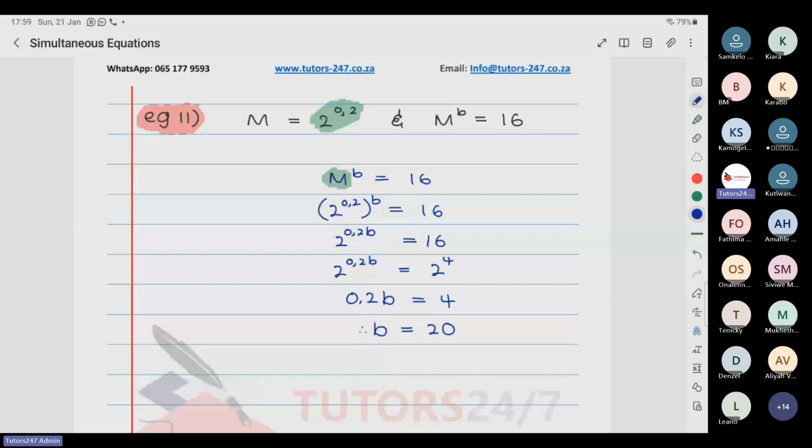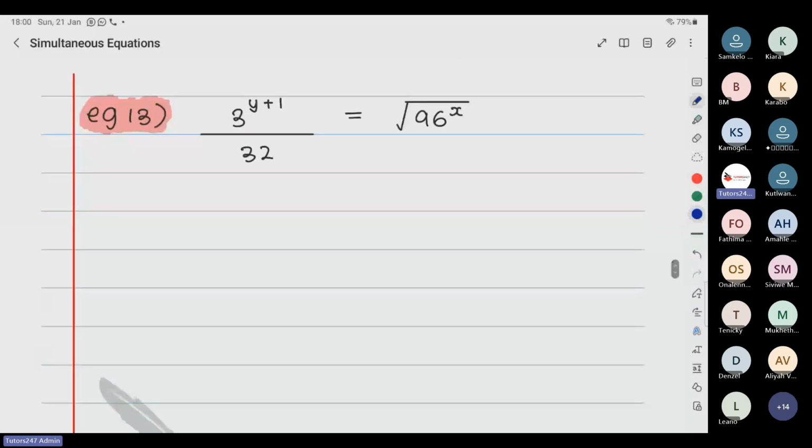So let's have a look at question number 13. Question 13 is a single equation. So it's quite similar to that example 3 that we did. From here, we have 3 to the power y plus 1, all over 3 squared, is equal to the square root of 96 to the power x. So we are dealing with exponents once again.